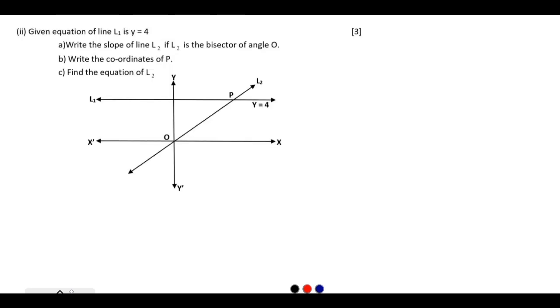Second part. Given the equation of line L1, y is equal to 4, parallel to the x-axis. Write the slope of line L2 if L2 is the bisector of the right angle O. L2 bisects it, it means this angle is equal to 45 degrees. Inclination of L2 is 45 degrees, it means its slope will be equal to tan 45, which is 1.